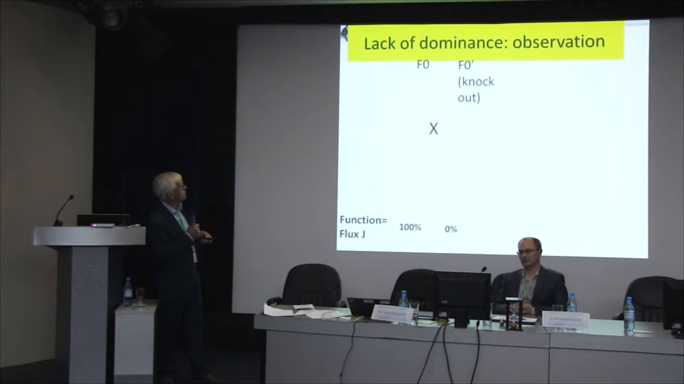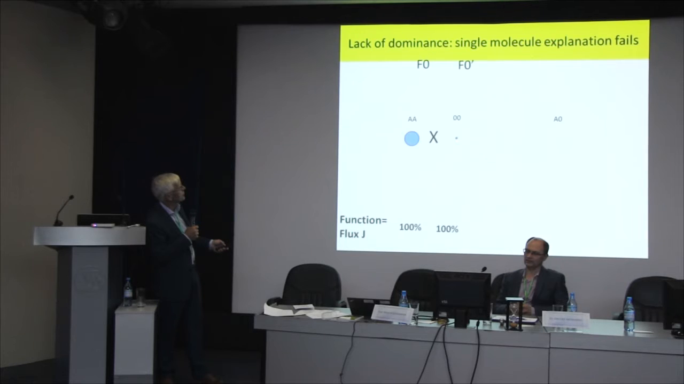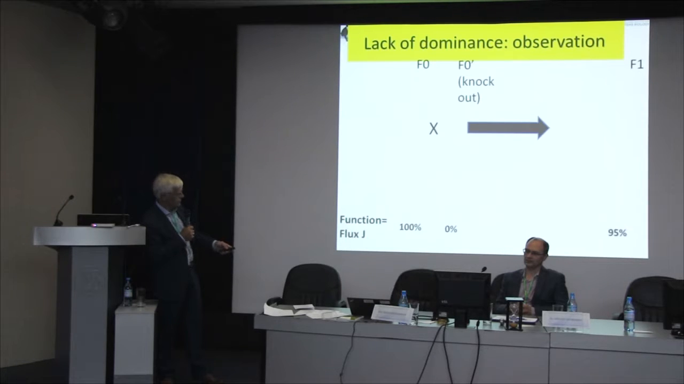So this was the observation. Just to repeat it, this is the F0 of the one type. This is the F0 of the heterozygous, homozygous knockout. This is 100. This has 100% function. The other parent has 0% function. And the observation is that the F1 gets 95% function.